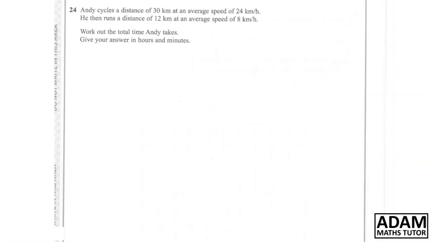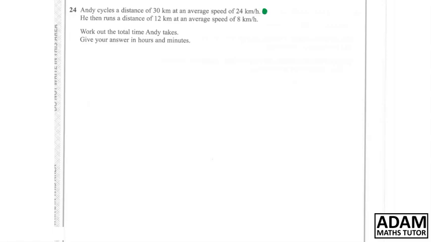Question 24. Andy cycles a distance of 30 kilometers at an average speed of 24 kilometers per hour. He then runs a distance of 12 kilometers at an average speed of 8 kilometers per hour. Work out the total time Andy takes. Give your answer in hours and minutes. Let's start by working out the total time for each part of the journey.